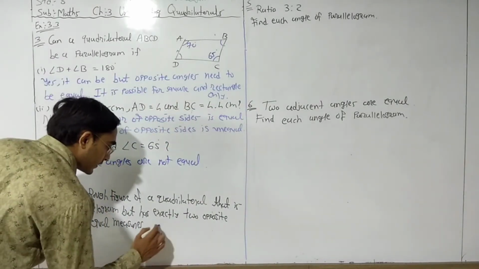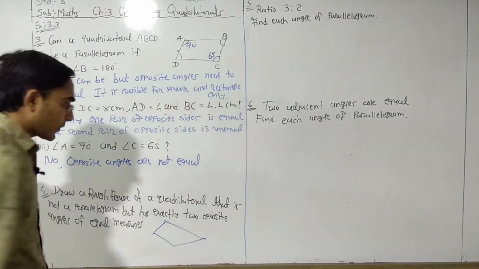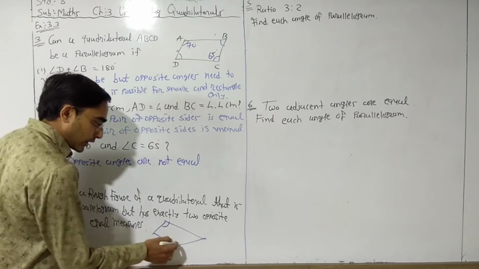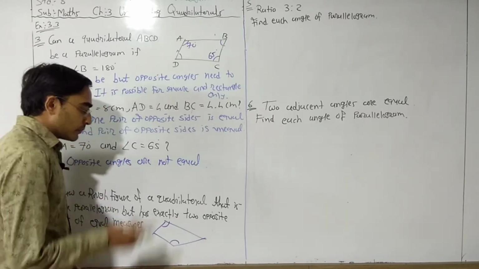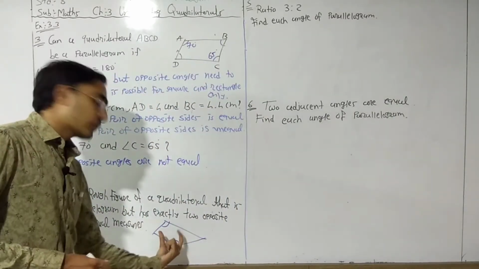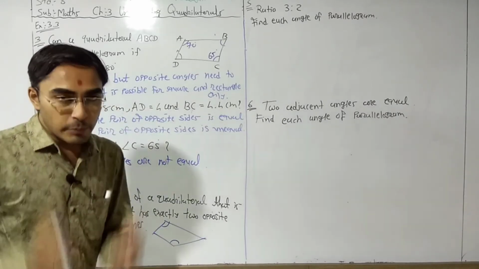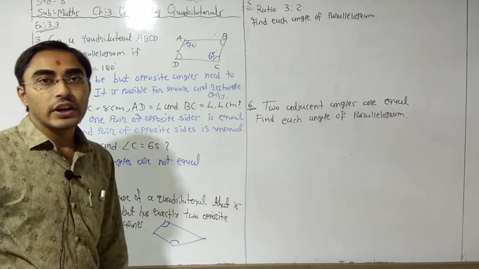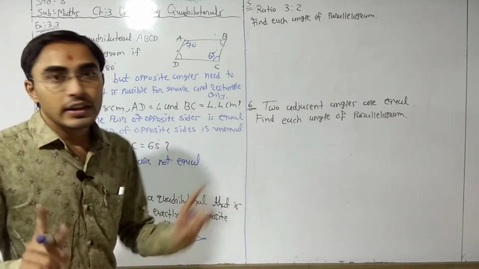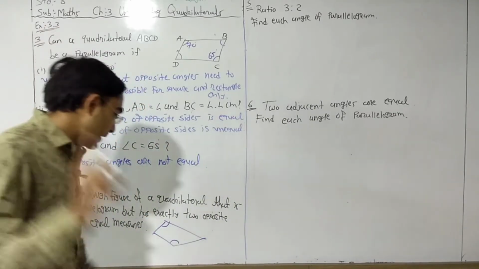So in kite, like this, okay, here, if you think about the kite, then these two angles are equal, right? But kite is not a type of parallelogram. Why? Because opposite sides are not equal. That's why kite is not a parallelogram, but has exactly two opposite angles equal. In kite, the other pair of opposite angles are not equal. Only one pair of opposite angles are equal, right?